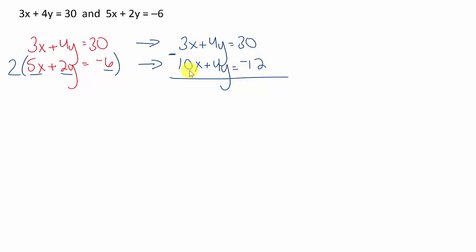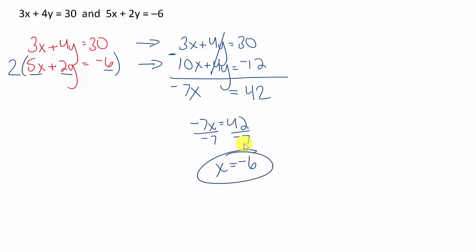So 3x minus 10x is going to give me a negative 7x. 4 minus 4 is giving me 0. I'm not going to write that. Equals 30 minus negative 12, be careful with that, is going to give me 42. So I have negative 7x equals 42, and I can just divide by negative 7 to solve for x. So x in this case equals negative 6.